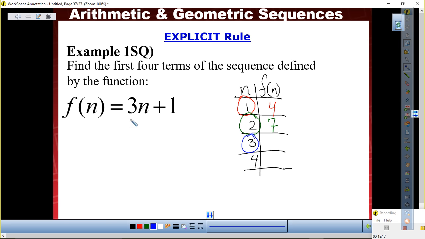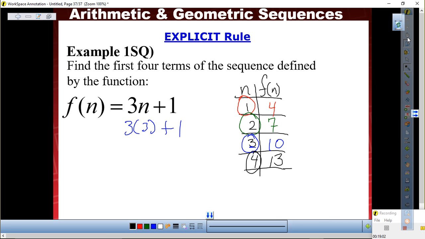Close. What is n now? 3. So if it goes in here, therefore this is 3 times 3 plus 1. 10. Yeah. What is f of 4? Go ahead, Jen. 13. Hands if you got that, please. All right? We got this, yes? All right.